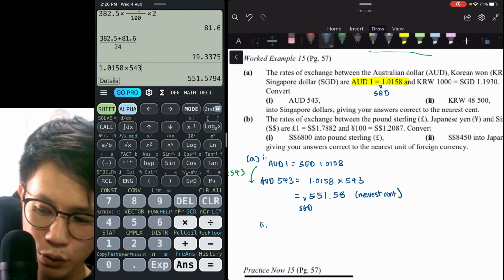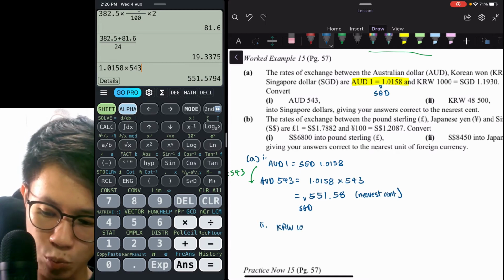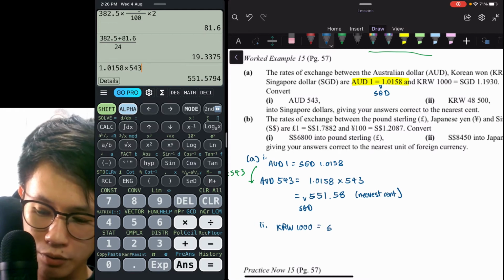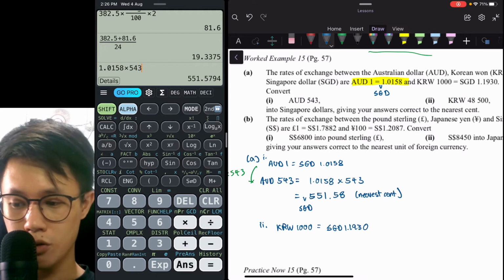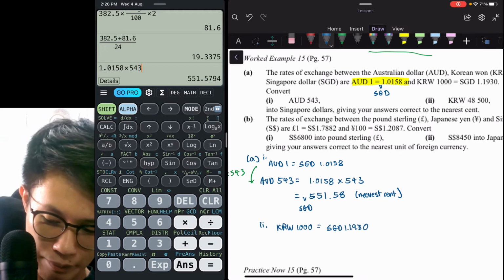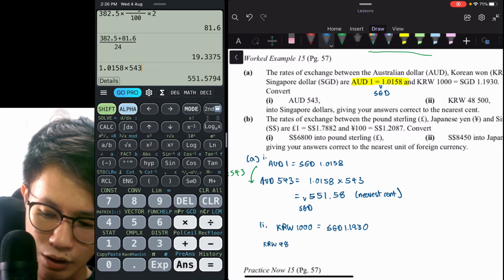Okay, so part 2 we have Korean won. Korean won is slightly different because I think some of y'all know 1,000 won is equal to about $1.19 Sing dollars. So we want to find out 48,500 Korean won, and the rate is 1.1930.